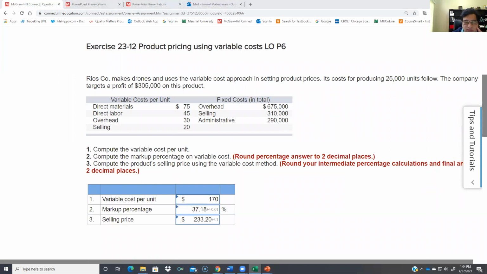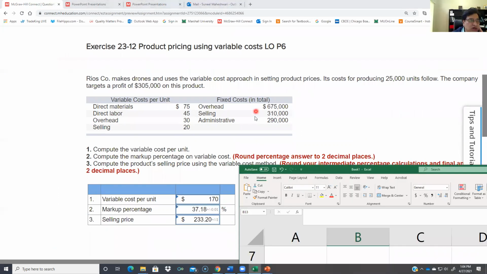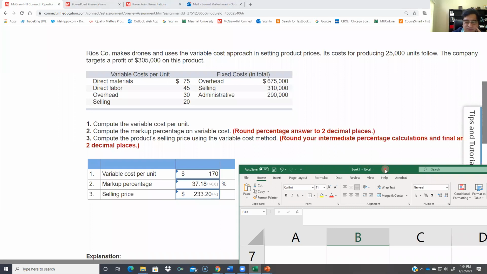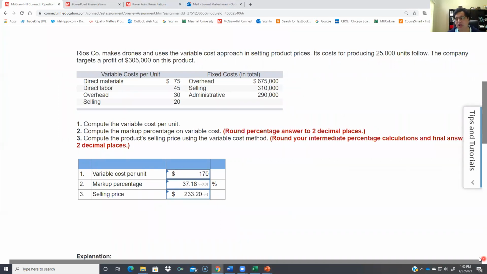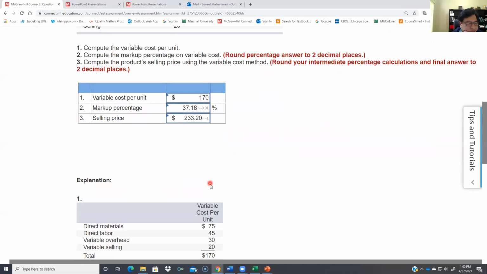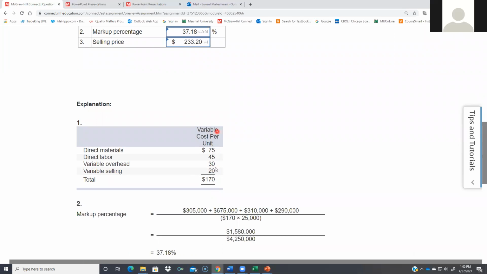Okay, let's try it. And stop me again wherever you are having any difficulty in my explanation. So first, compute the variable cost per unit. That's given to you right over here. Variable costs are given to you, right? Any questions over here? You just added those numbers. Yeah, no, I got that fine.